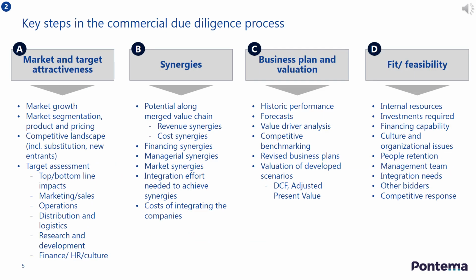There are four main steps in commercial due diligence work. Firstly, to provide an unbiased view on market and target attractiveness. Secondly, to identify buyer-specific upsides and synergies. Thirdly, to check the validity of the asset's business plan and valuation. And fourthly, to assess the feasibility of an acquisition and highlight any potential deal roadblocks. Now let's cover each of these steps in more detail.